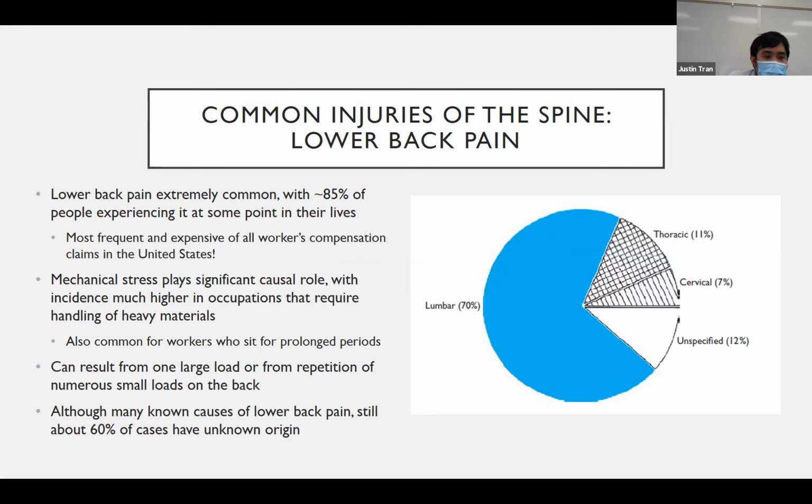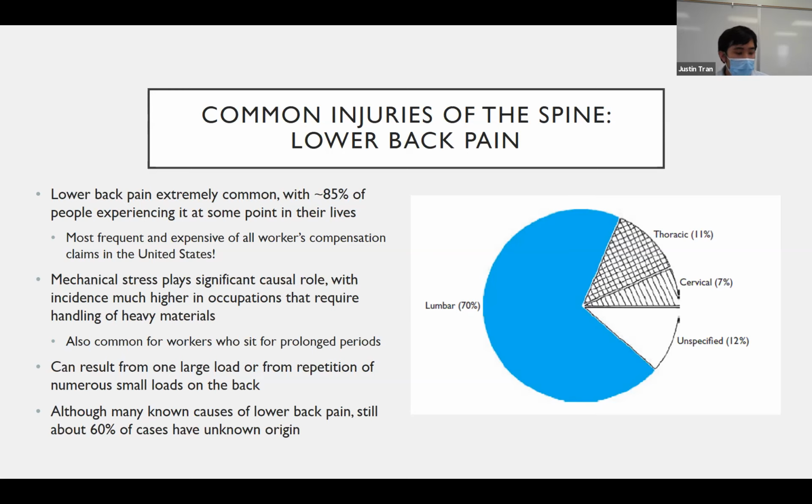In terms of the causes, mechanical stress, of course, is one of the most major causes. And the rate of incidence is much higher in occupations that require handling heavy materials. Just like the example that we talked about last week, right? If you're lifting lots of heavy materials from the ground and you're doing this repeatedly, that's going to place a lot of strain on your back. And of course, you're going to injure your back a lot more in those situations.